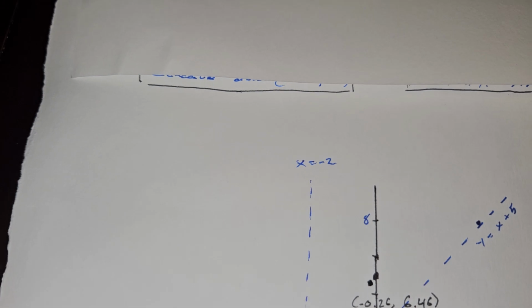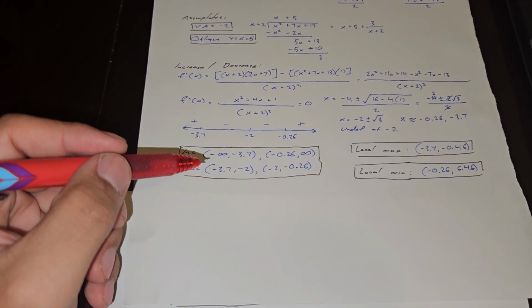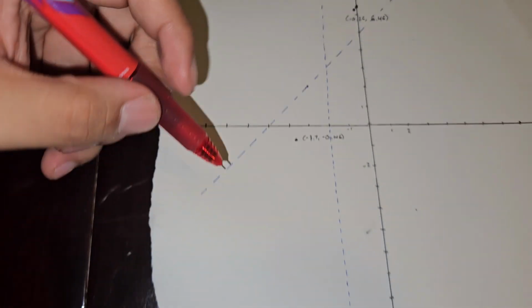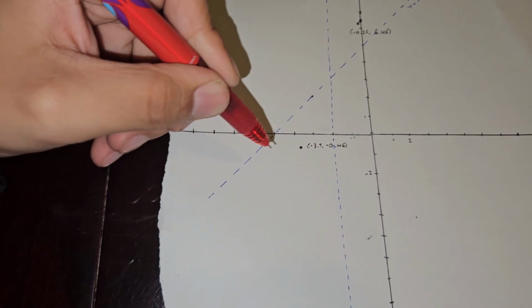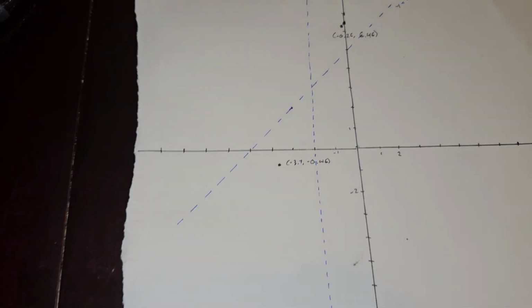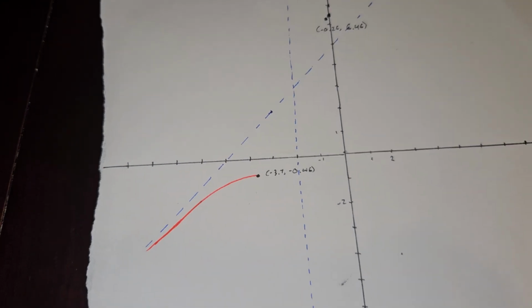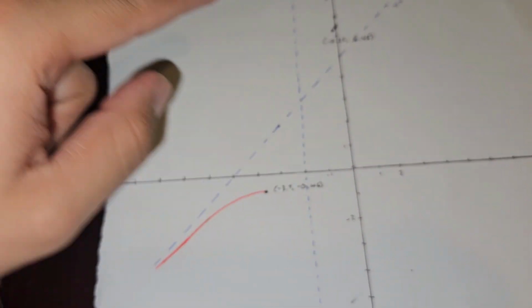So let's find out where it's increasing. It's increasing from -infinity all the way to 3.7. That's why it's increasing. It's going like this. So let's draw that part in. I'll be right back. I drew it in red. It's increasing, right?